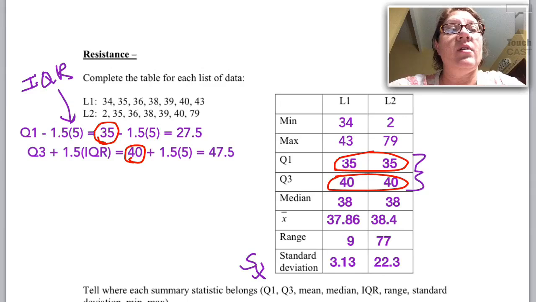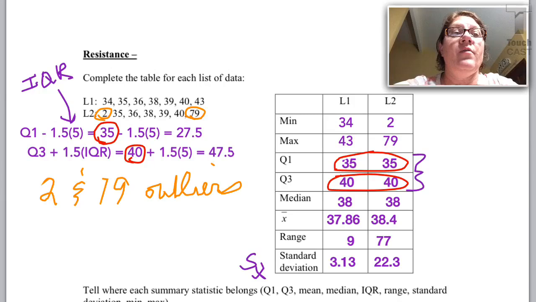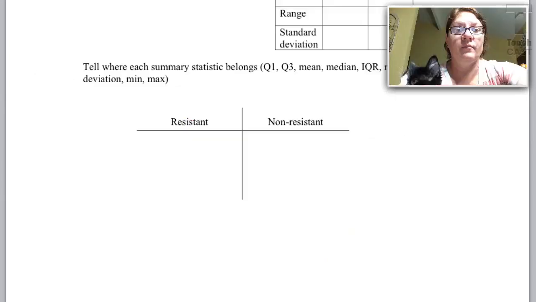And the answer to that question, of course, is yes in list 2. And is there anything higher than 47.5 in either set? And the answer to that question is yes, 79. So both 2 and 79 are outliers. And hopefully you were able to get that all by yourself.